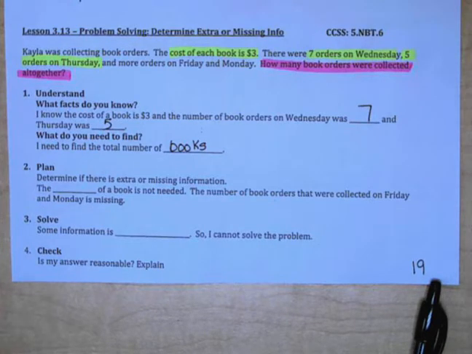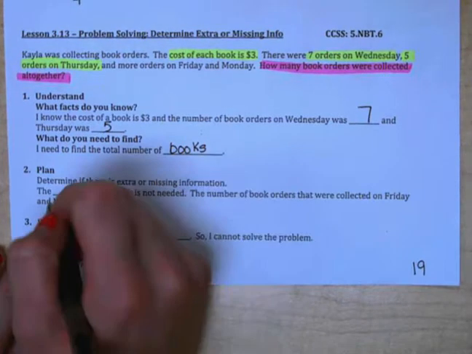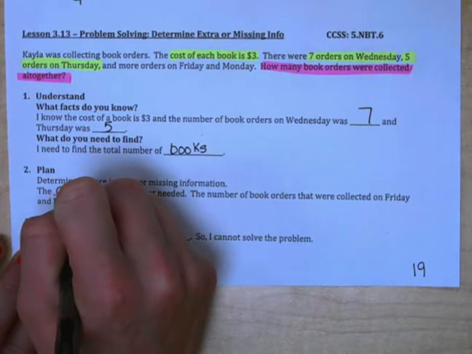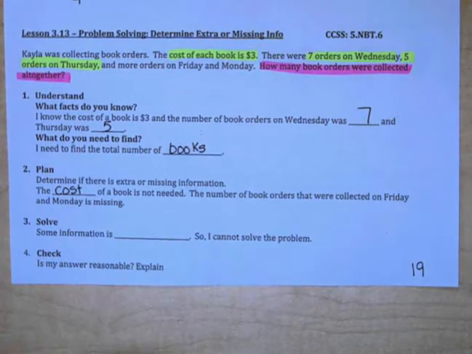Step 2 is to plan. We need to determine if there is extra or missing information. The cost of a book is not needed in this part because we're not worried about how much the books cost or how much money was collected or anything like that. So the number of book orders that were collected on Friday and Monday is missing.